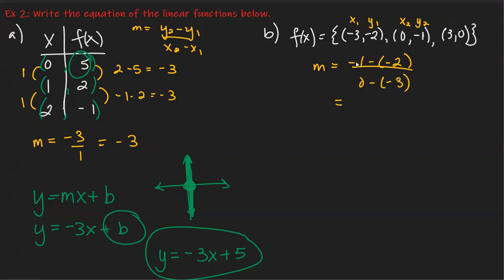What does that become? 1 minus -2, that's 1 plus 2, -1 plus 2, which is +1, over 0 plus 3, it's 1/3. Okay, so my slope is 1/3, which means I'm almost done with the problem because now my equation is y equals 1/3 x plus whatever my y-intercept is. And look, we did it.